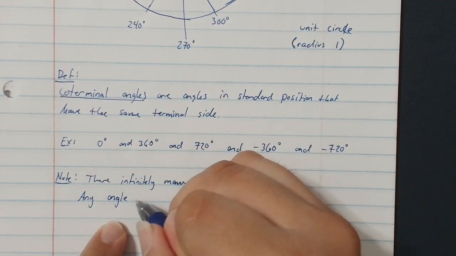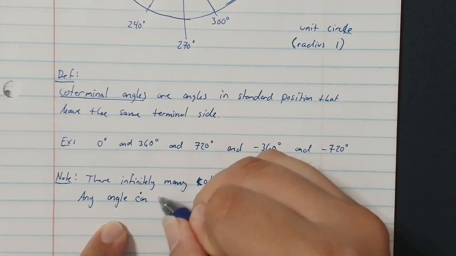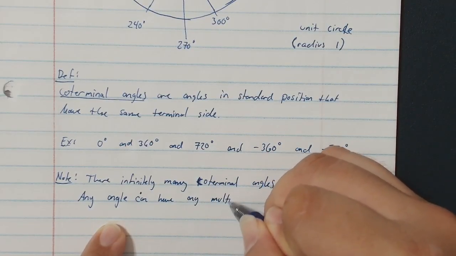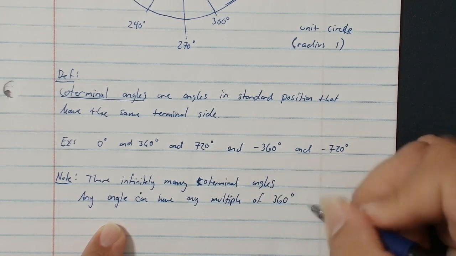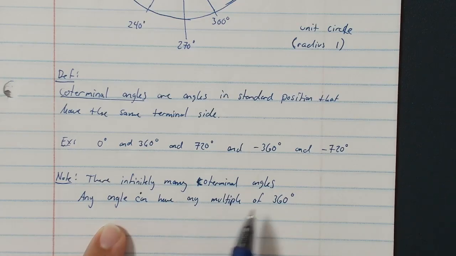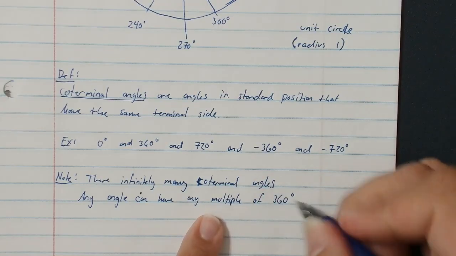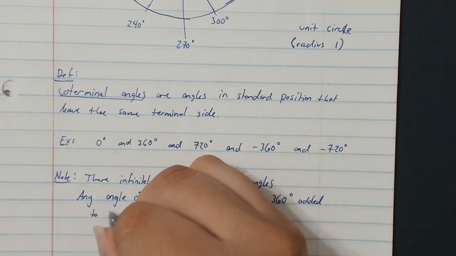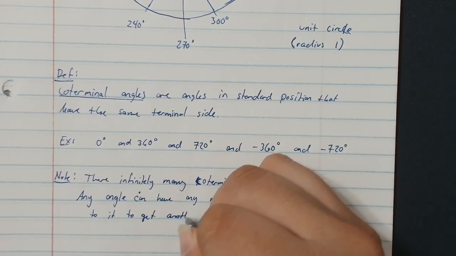Any angle can have any multiple of 360 degrees, so either 360 times 1 or times 2 or times 3, any multiple of this number, added to it to get another coterminal angle.